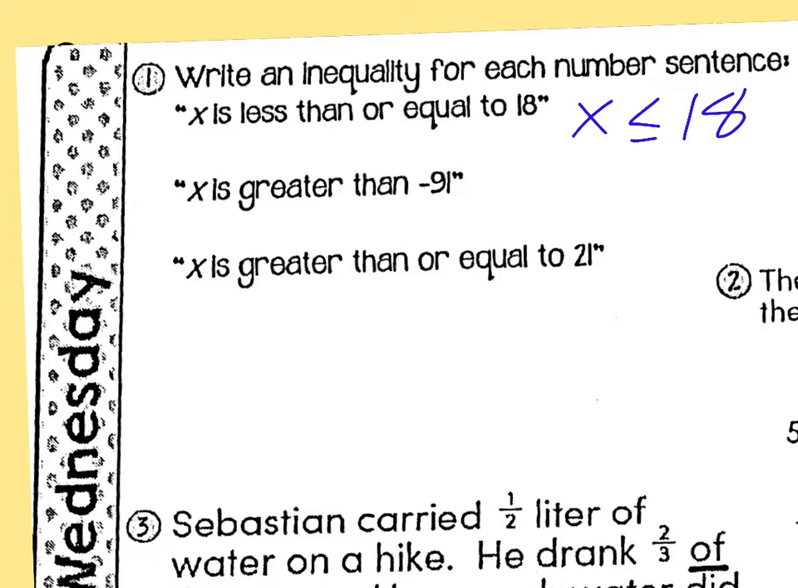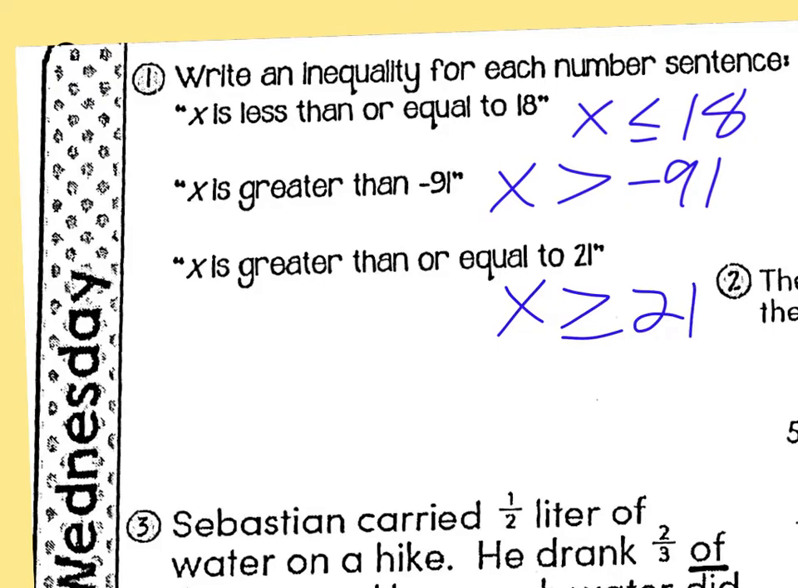So the next one, x is greater than negative 91. So we have x, and we know it's greater than negative 91. And our last one, x is greater than or equal to 21. So x is greater than or equal to 21. So there is number 1.